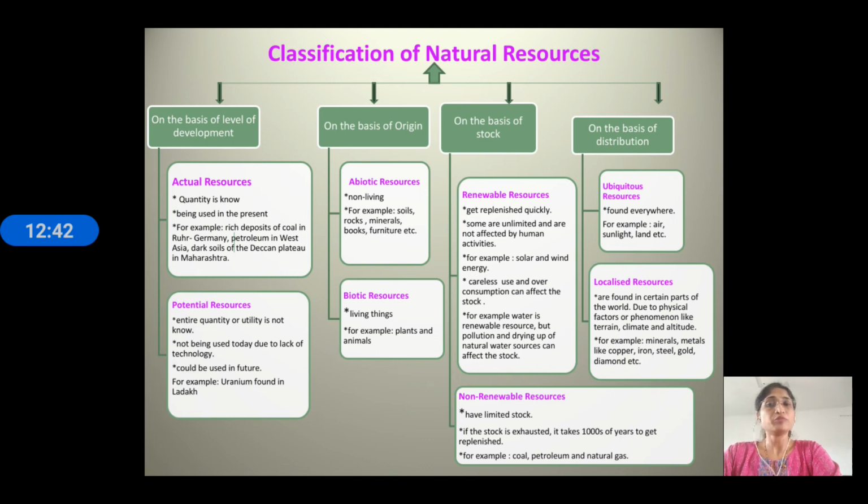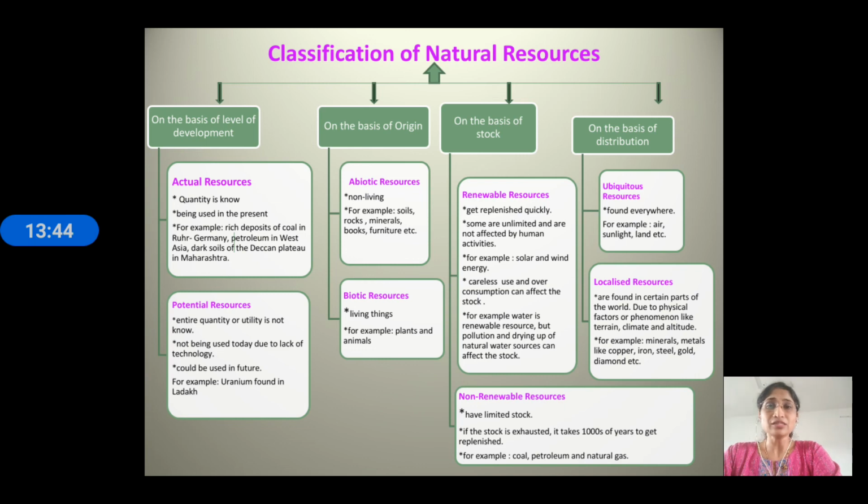Third classification is on the basis of stock. This also you have studied in 7th standard. Renewable resources and non-renewable resources. Renewable resources get replenished quickly. Replenished means renewed. Some are unlimited and are not affected by human activities. For example, solar and wind energy. But careless use of these resources can affect the stock. For example, water. Do we face the crisis of water, that is the shortage, during the summer season? Yes, we do. That is all because of overuse of water and polluting the water. That is one reason. So they can be affected by the human activity.